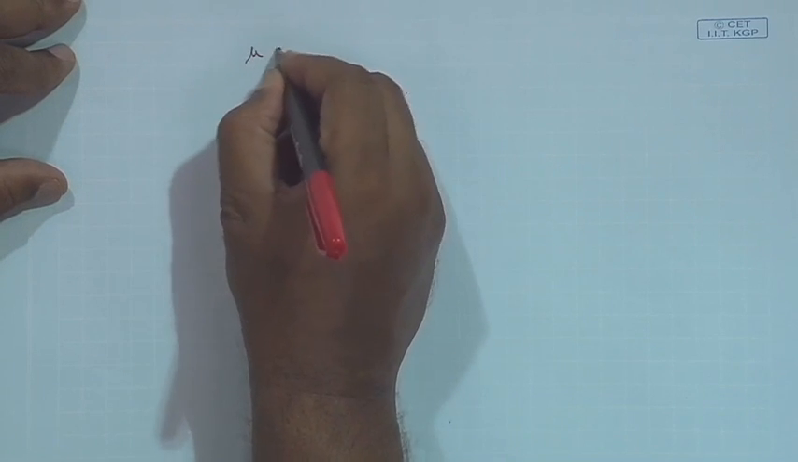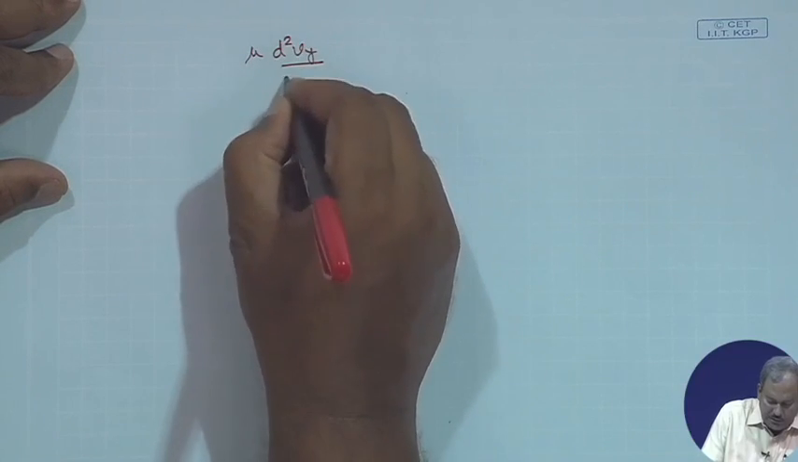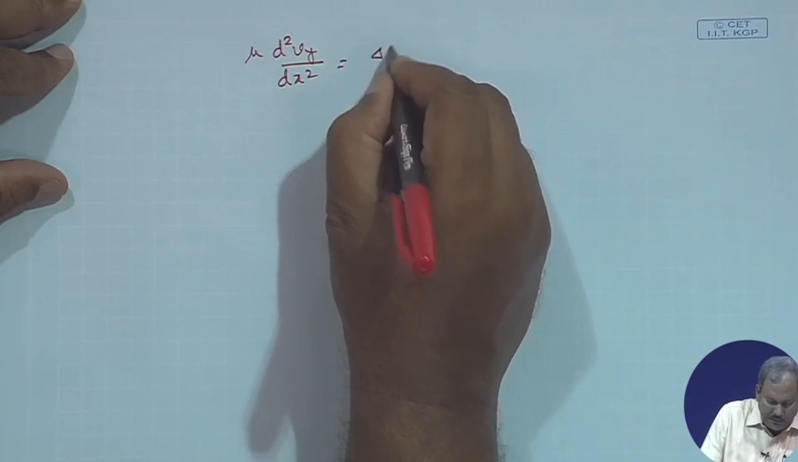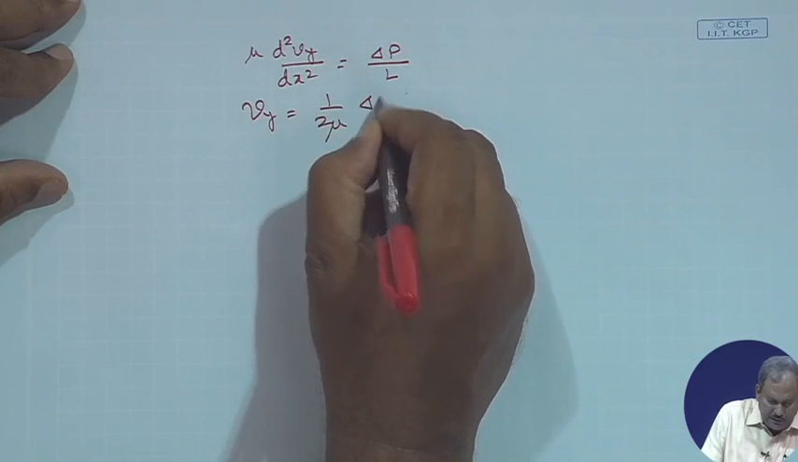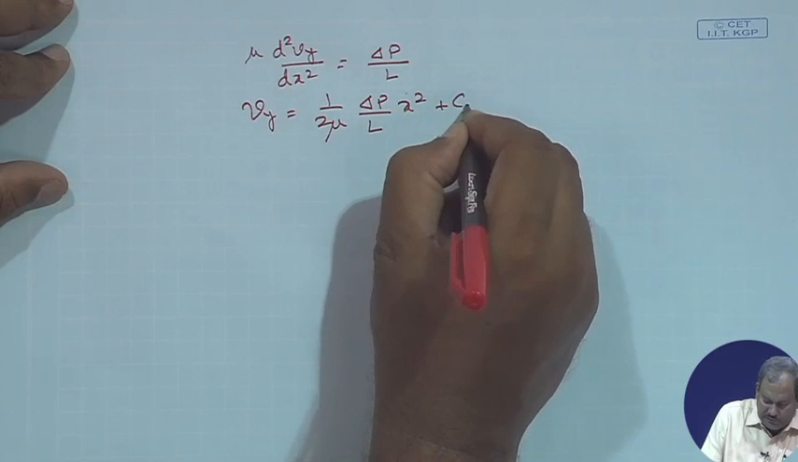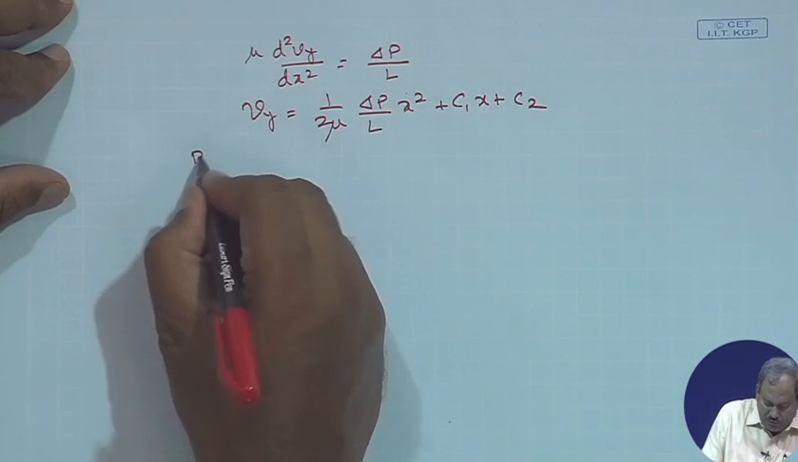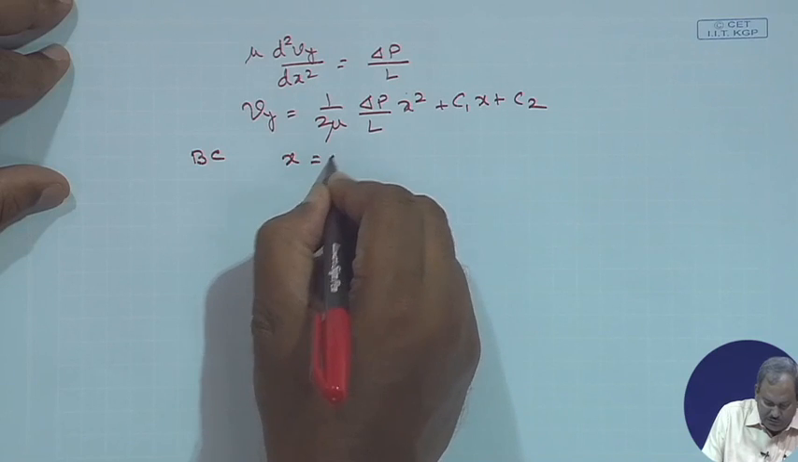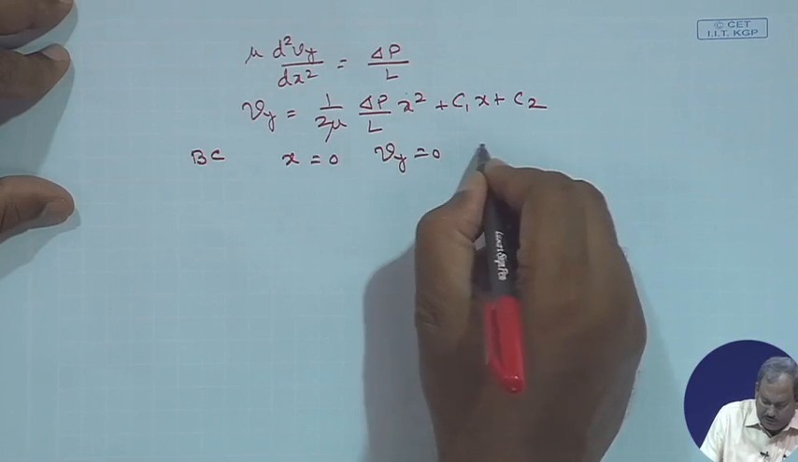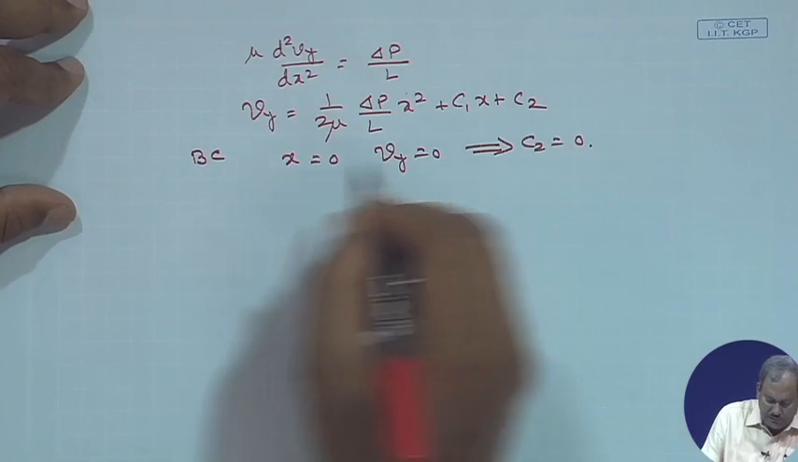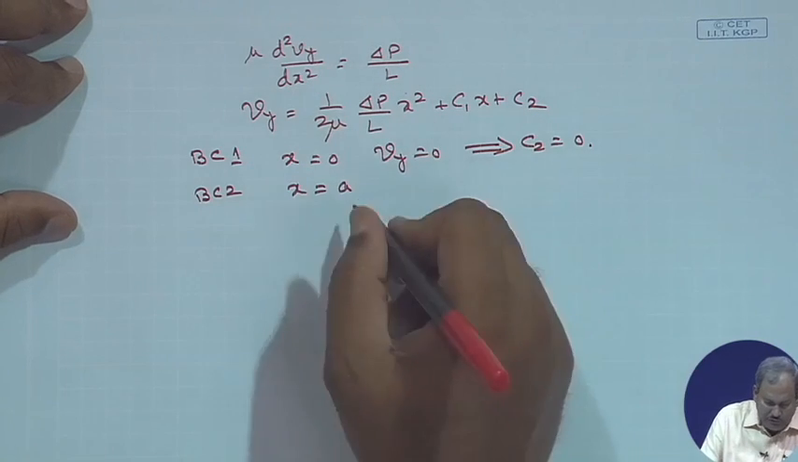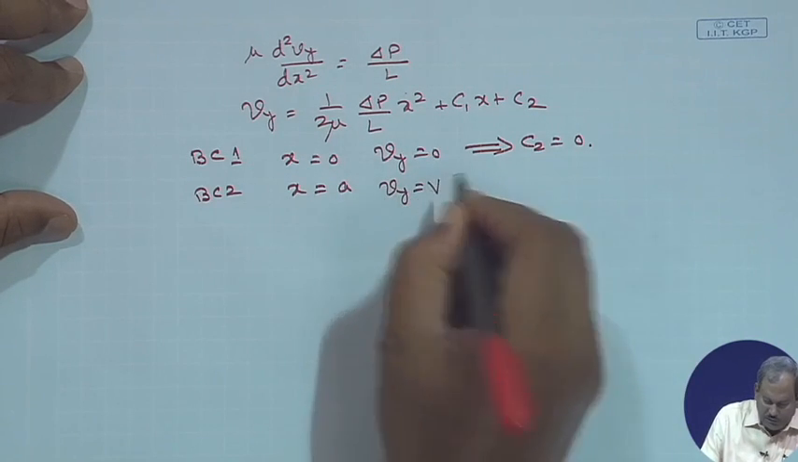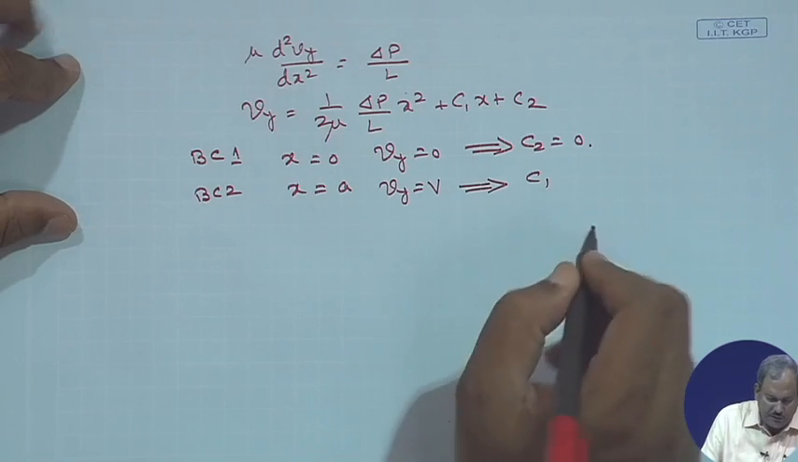Your governing equation now becomes mu times d2 Vy by dx2 is equal to delta P by L, and therefore, your Vy would simply be 1 by 2 mu delta P by L x square plus C1 x plus C2. The two boundary conditions are: at x equal to 0, your velocity is 0, the no slip condition, which would give C2 equal to 0. The boundary condition 2 would be at x equals a, that is on the piston, the Vy is going to be equal to V, and this would give you some value of C1.